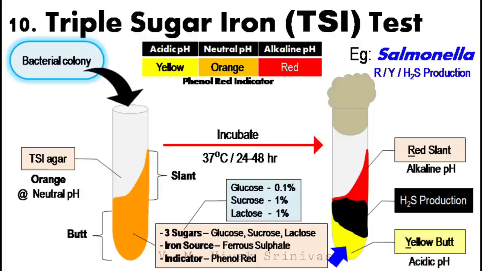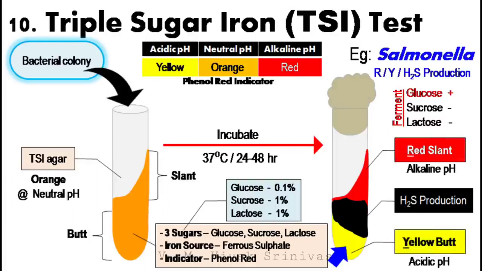Remember, the butt portion comparatively contains more glucose compared to the slant portion. Since Salmonella ferments only the glucose present in the media, a small amount of acid is produced, which turns the phenol red indicator yellow only at the butt portion. This type of reaction is observed in Salmonella.